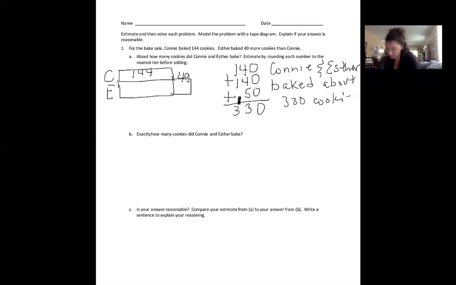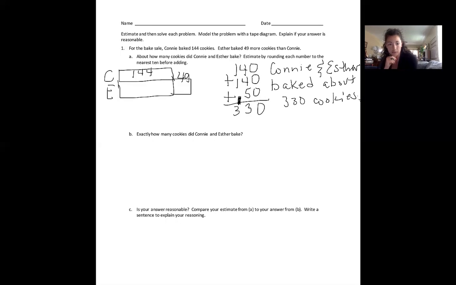All right, let's get rid of my thought bubble over there, and let's write it in a nice statement so that we can understand it with a complete answer. Connie and Esther baked about 330 cookies. Make sure that's labeled there very neatly. Okay, so I have my first statement. Number 1A is now complete.